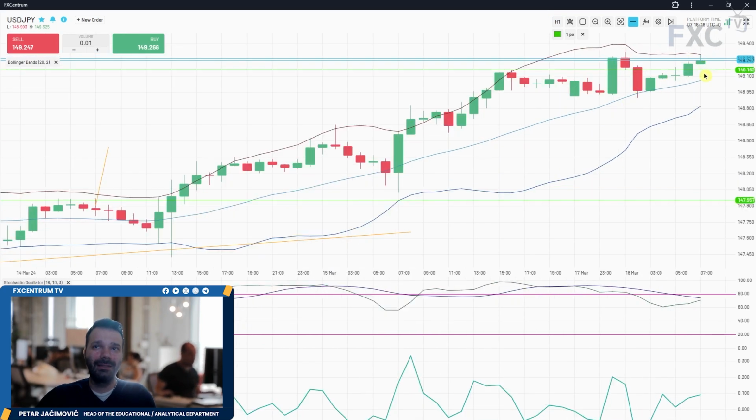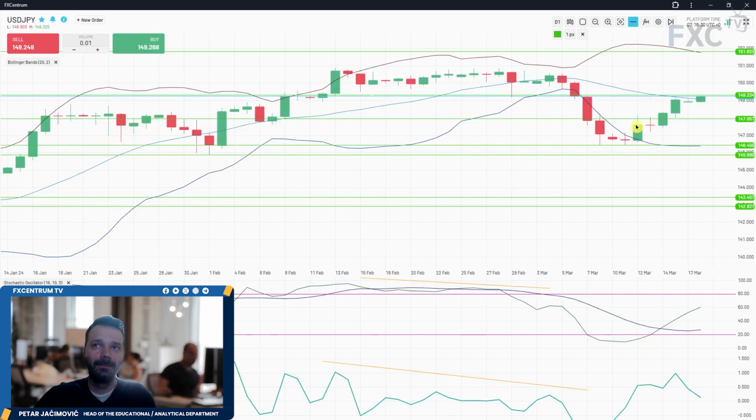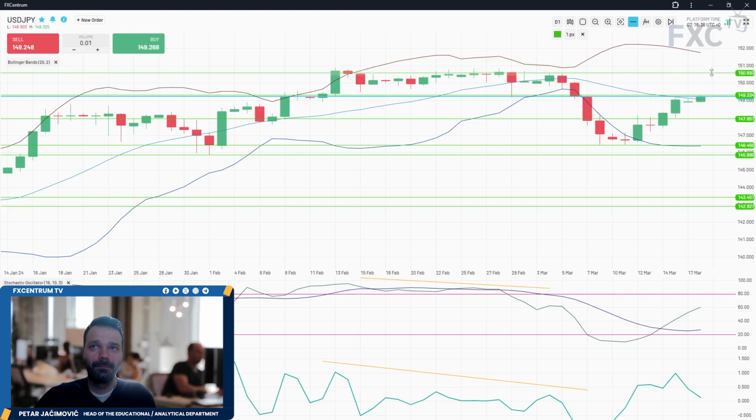On the hourly time frame, we can see this contraction, so I would like to see the break of 149, let's say 35, because we can see this market is trying to contract the last few hours, and a potential upside break can lead USD yen even higher, and then the next pivot level will be the 150.60 mark, and then this upper Bollinger Band so far at 151.74.